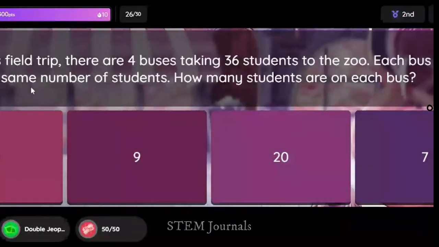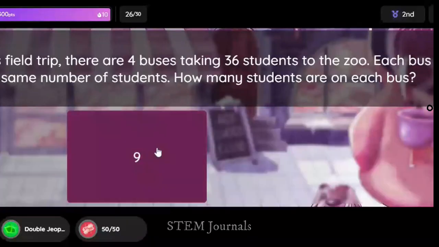Okay, so on a class field trip, there are 4 buses taking 36 students to the zoo. Each bus has same number of students. How many students are on each bus? So merong 4 buses, 36 students. So para malaman mo kung ilan yung laman ng kada bus, divide lang naman ito. Ayan, same number. So 36 divided by 4, that is 9.